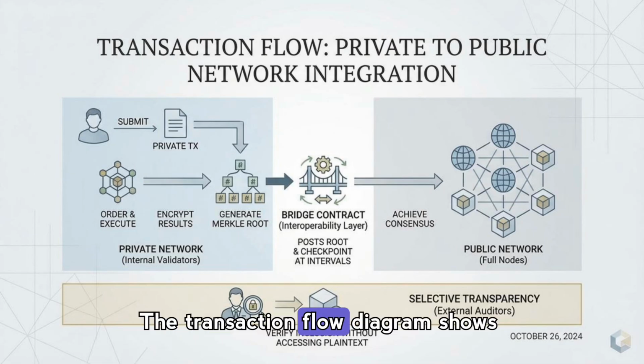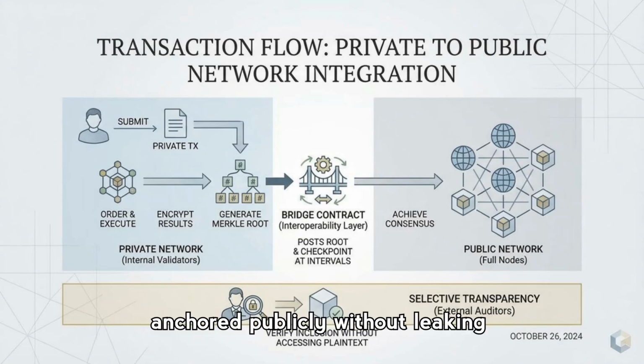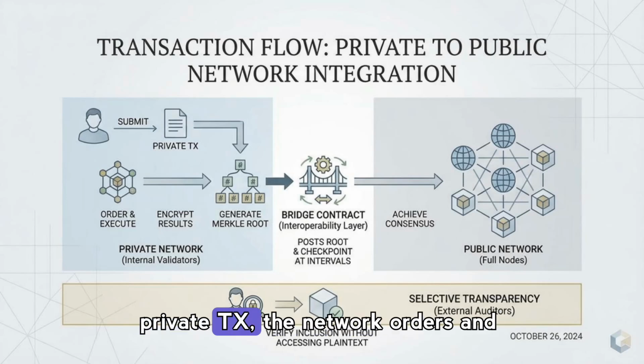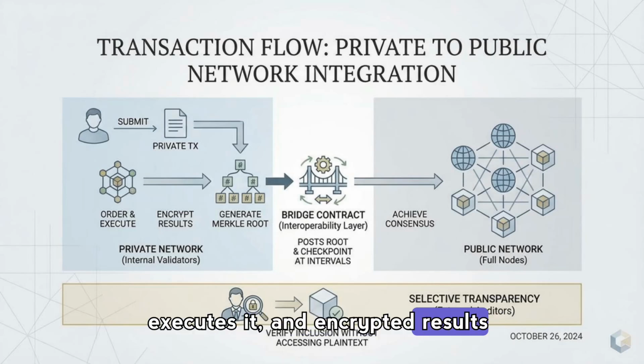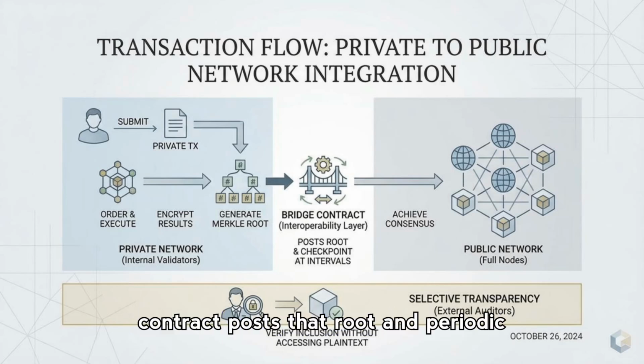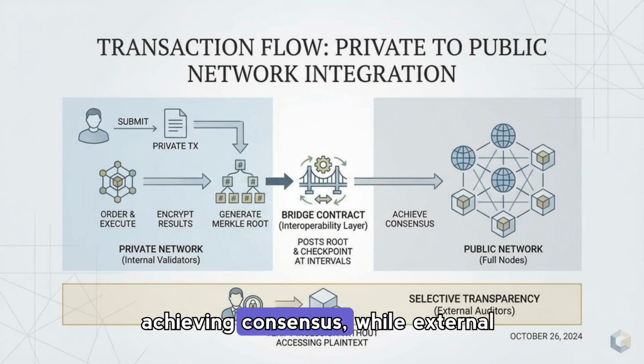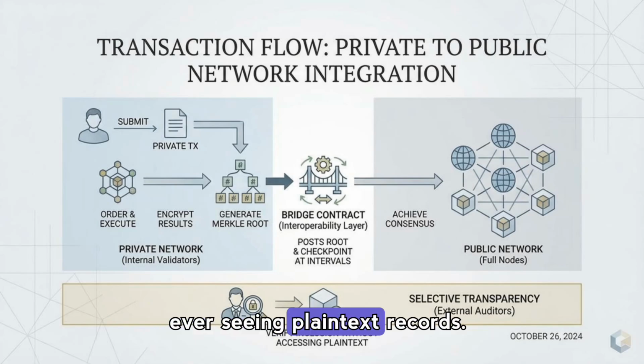The transaction flow diagram shows how a private transaction becomes anchored publicly without leaking sensitive data. A user submits a private TX, the network orders and executes it, and encrypted results generate a Merkle route. A bridge contract posts that route and periodic checkpoints to the public chain, achieving consensus, while external auditors can verify inclusion without ever seeing plaintext records.